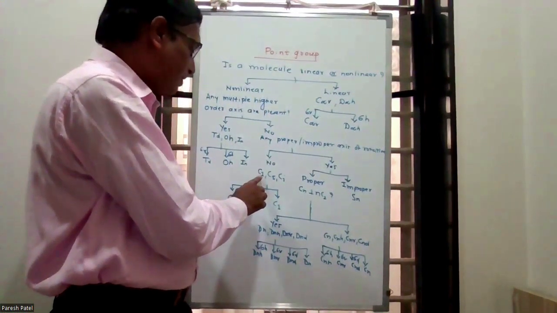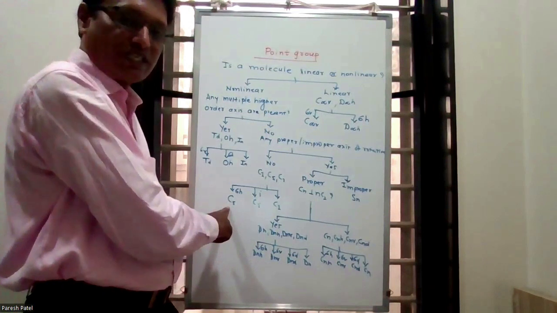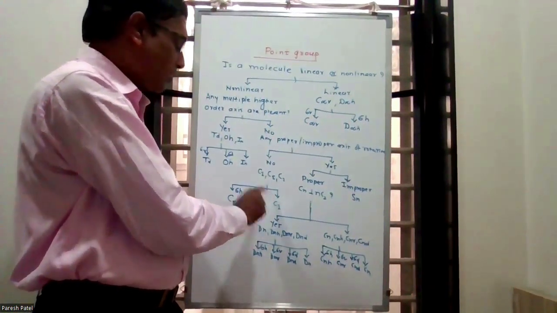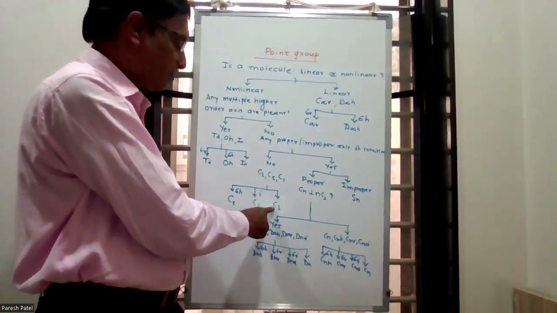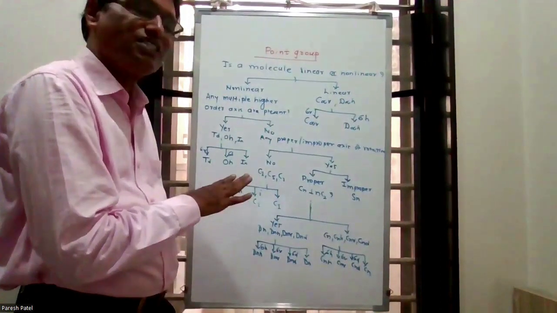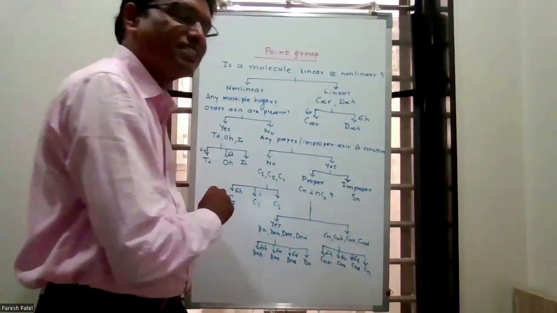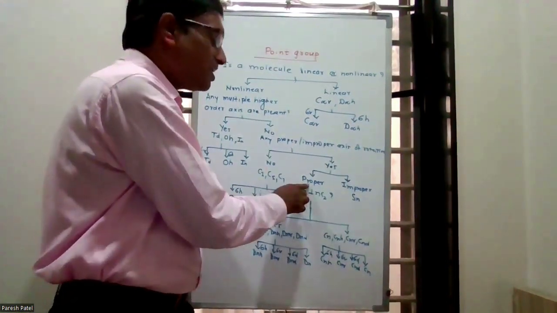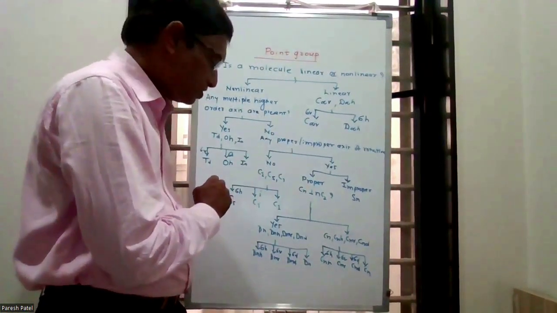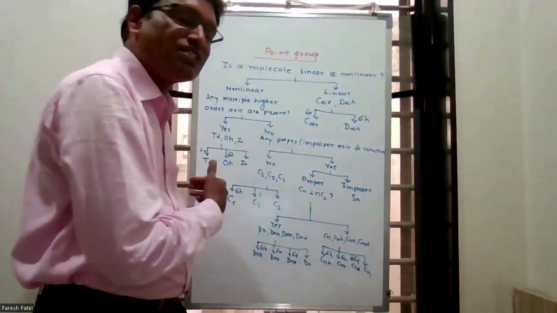Now, how to separate C1, Cs, and Ci? If sigma is present, then the point group is Cs. If i is present, then the point group is Ci. If both are absent, then the point group is C1. Now, if any proper or improper axes are present, and if improper axes are present, then the point group can be assigned as S. And in case of proper axes, we have to ask: is Cn perpendicular to nC2? If yes, then we go for the D option. Otherwise, we go for the C option.